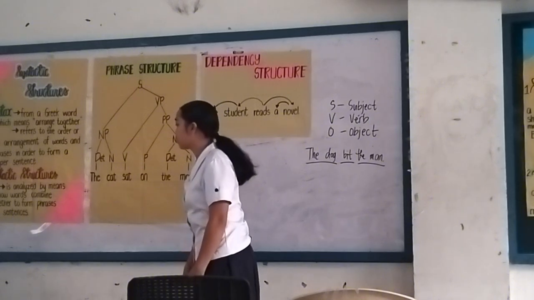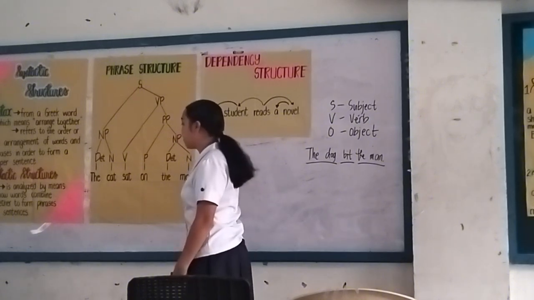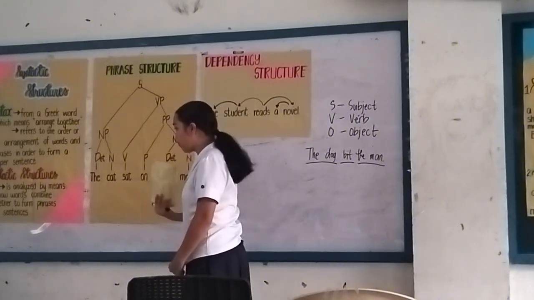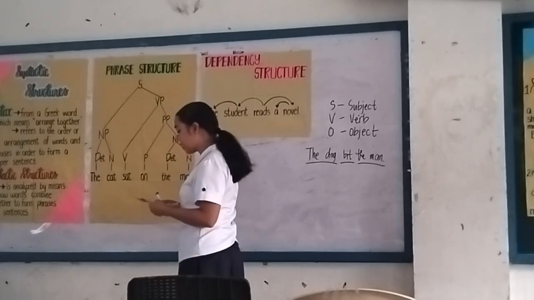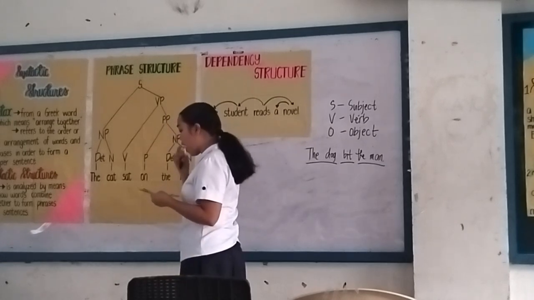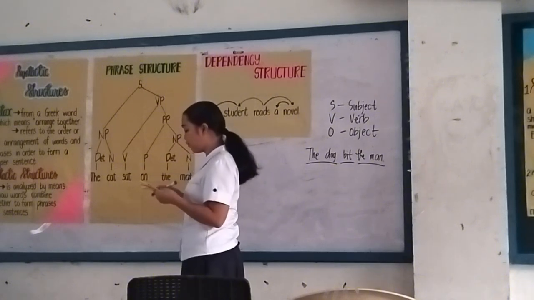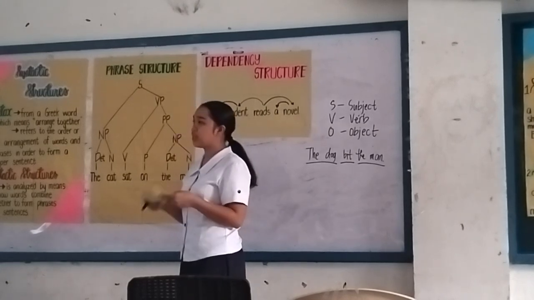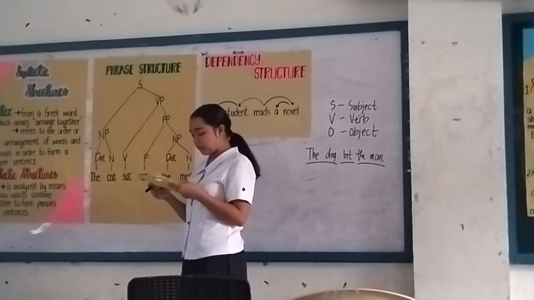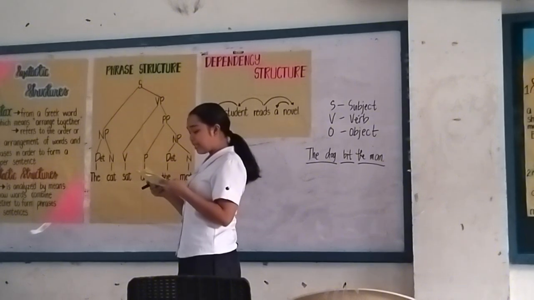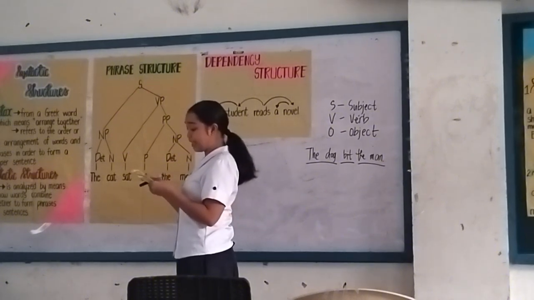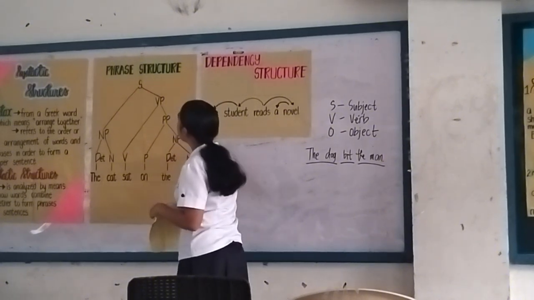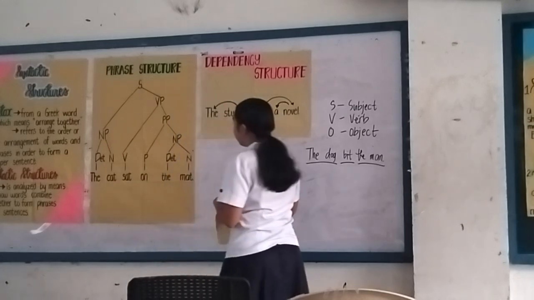Syntactic structure is analyzed by means of how words combine together to form phrases and sentences. It concerns how words are arranged in sentences to conform to grammatical rules and convey meaning. It focuses on the rules of different sentence parts like subject, verb, phrases, and object. There are two types of syntactic structure: first is the phrase structure, and then the dependency structure.